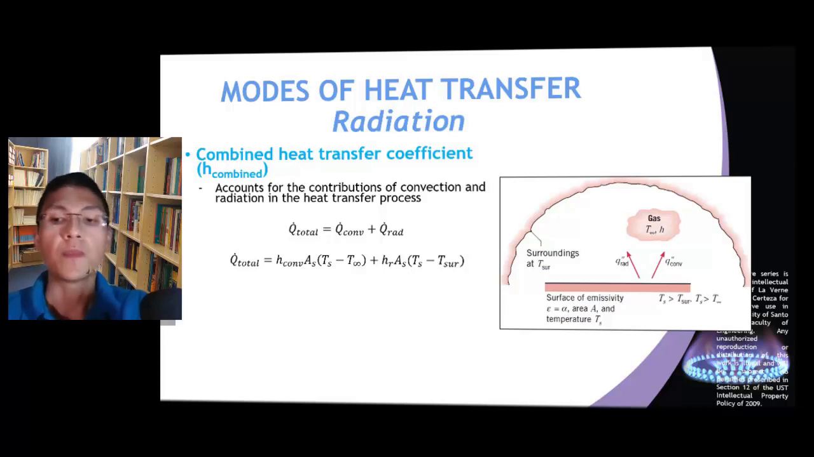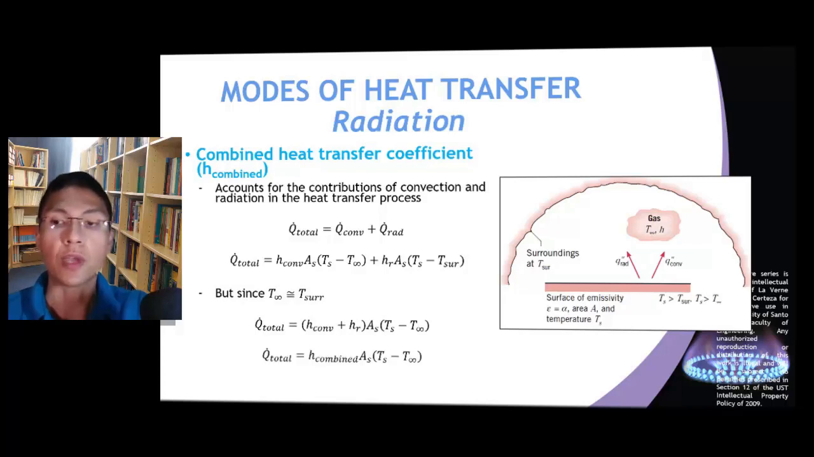In this formula, we can safely assume that the free stream temperature T sub infinity is just equal to the surrounding temperature, or to the temperature of the surrounding surfaces, T sub surr. Under this assumption, we can now write the equation for the total rate of heat transfer from the surface in this way. The combined heat transfer coefficient, therefore, is simply the sum of the convection and radiation heat transfer coefficients.